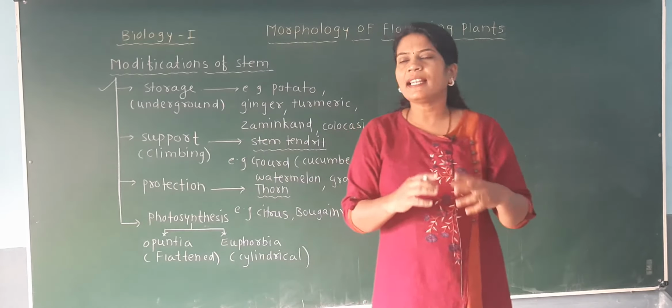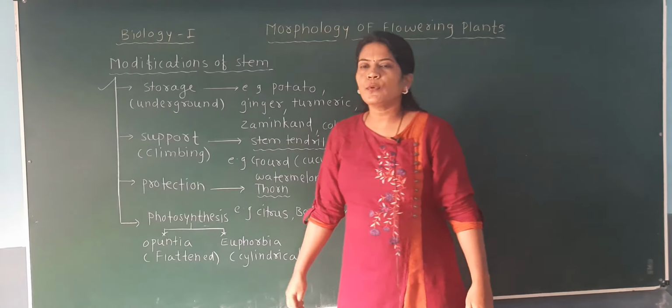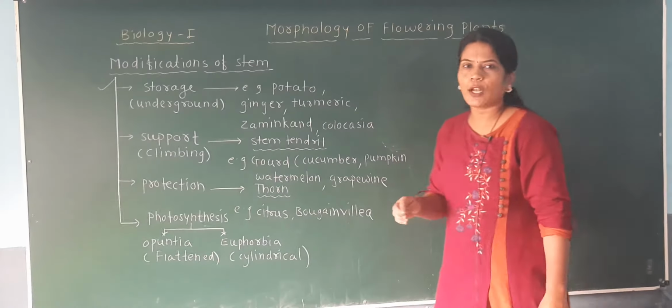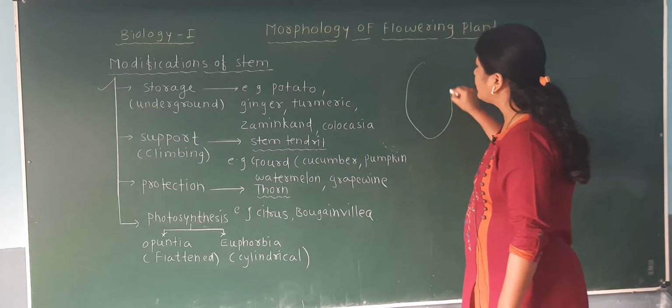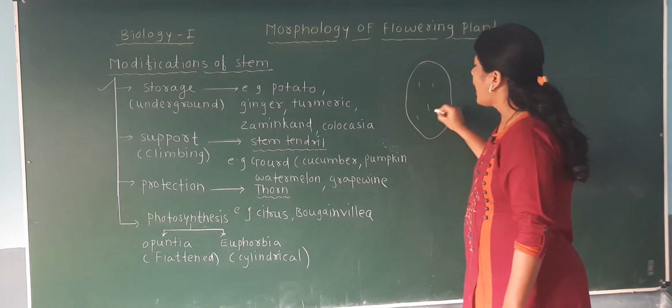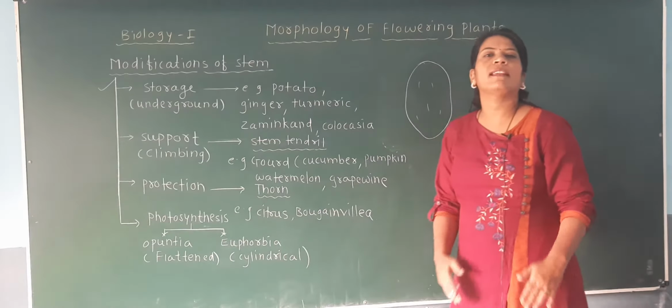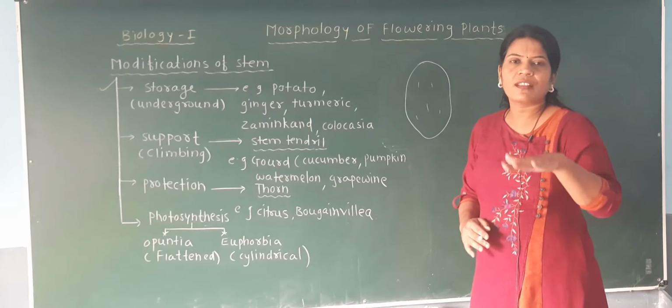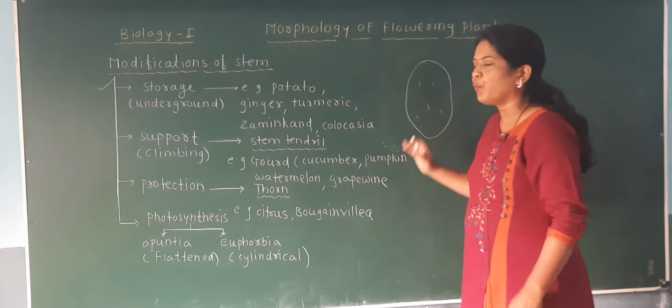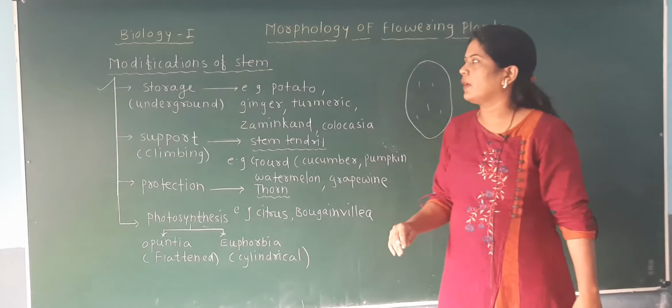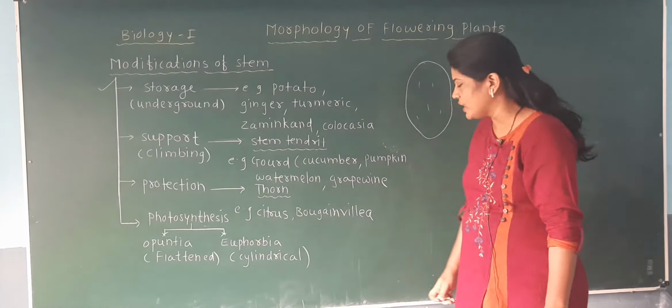Okay, like that here all of you know the example of the potato. You can observe that suppose this is the example of the potato, and keep in mind this potato is an example of the stem which is the underground stem. It stores food, that's why it becomes swollen. Second example is given, that is the ginger.